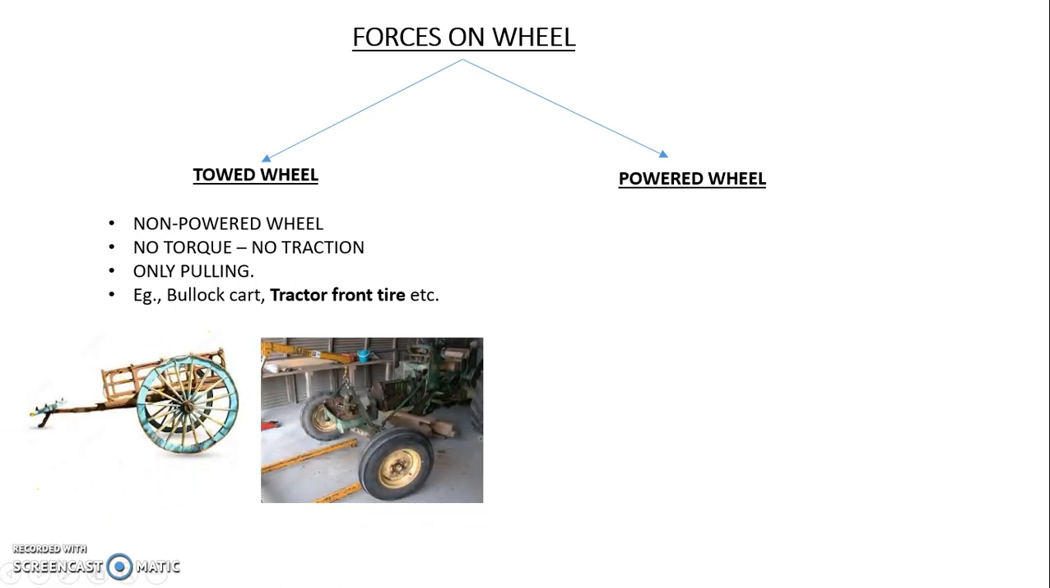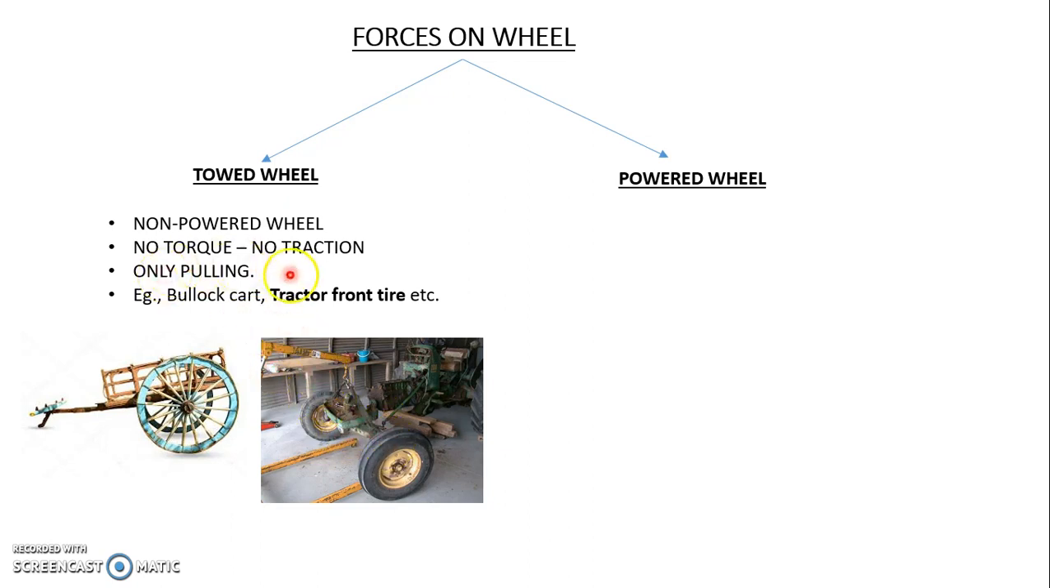Here you can see, in case of a block cart, you are just pulling these two wheels in front. There is no torque coming, just pulling action is happening over here. Similarly, in case of a tractor front wheel, you are just pushing it from behind. No torque is coming on this, no differential is there. If torque is coming, then a differential should be there, which will help in turning. Otherwise, that powered wheel will not be turned. So only pulling and pushing action is happening here.